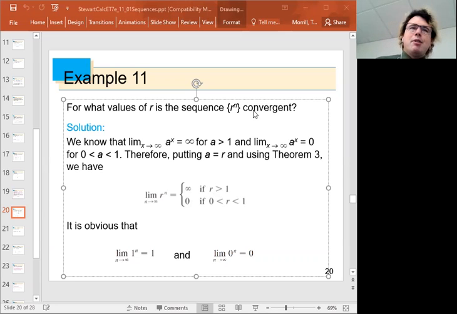So if I pick a number that is greater than 1, maybe it's 2, maybe it's 3, maybe it's 1,000,000, when I square that number, I'll get something bigger. When I cube that number, I'll get something bigger again. When I take that number to the fourth power, I'll get something bigger still. And so in the limit, that will diverge. That limit will go to infinity.